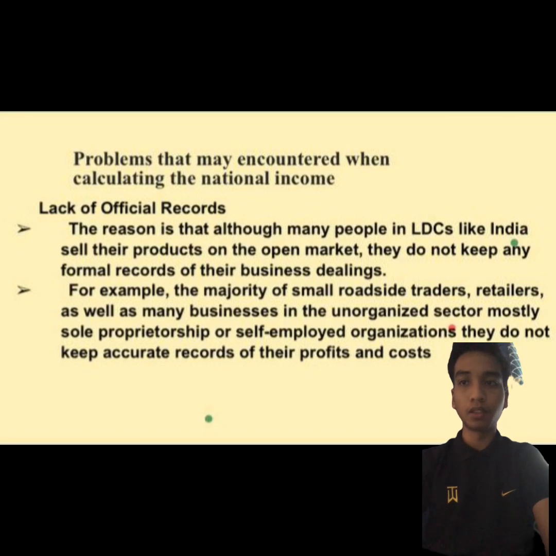Problem that may be encountered when calculating the national income: lack of official records. The reason is that although many people in LDCs like India sell their products on the open market, they do not keep any formal record of their business daily. For example, the majority of small roadside traders, retailers, as well as many businesses in the organized sector, mostly sole proprietorships or self-employed organizations, do not keep accurate records of their profits and costs.